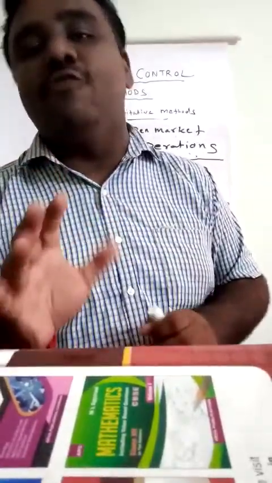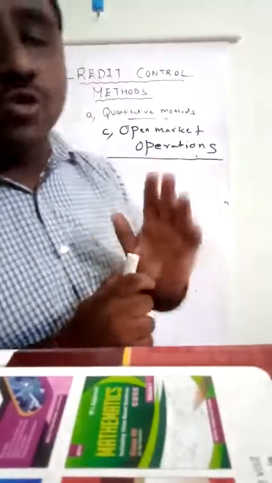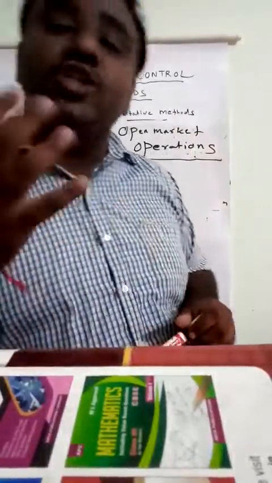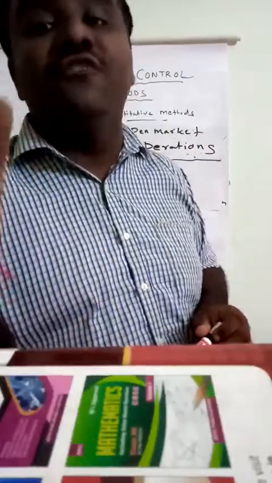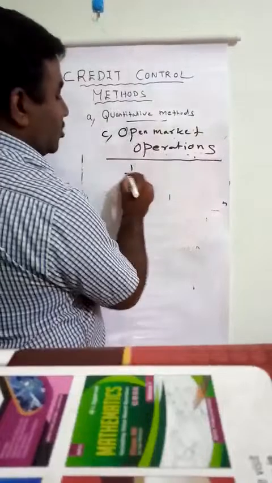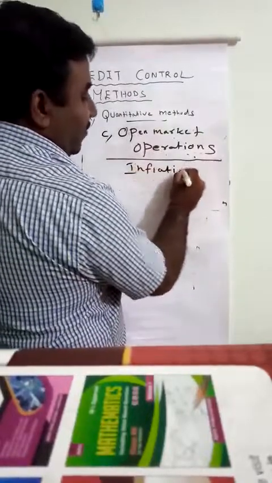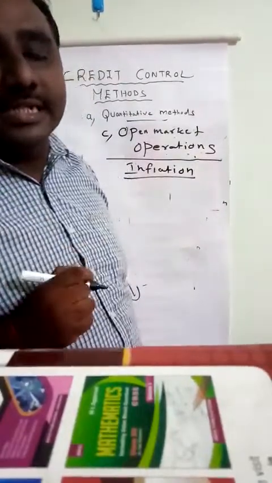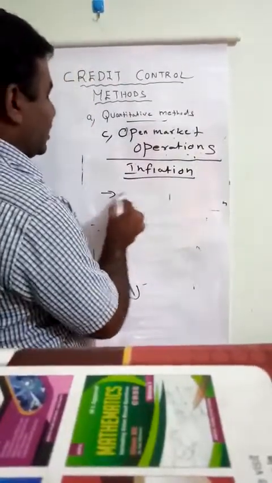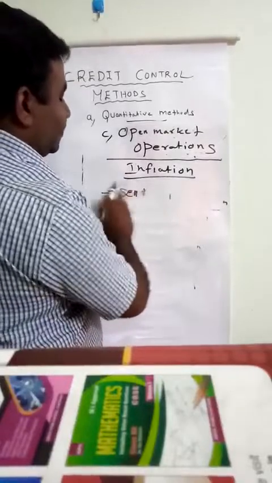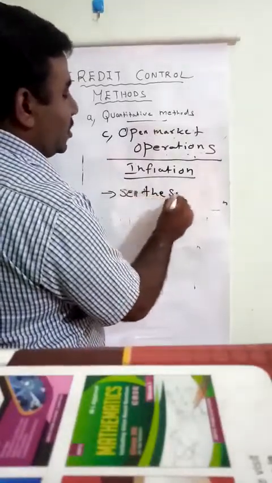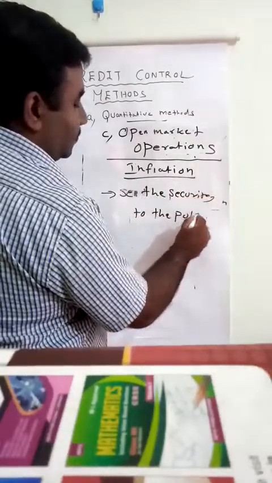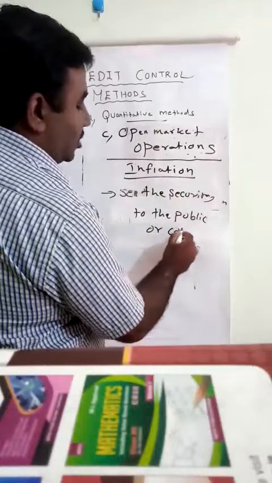Here also you have to study what the central bank will do in the open market operation when the situation of inflation happens and when the situation of deflation happens. Very, very important, here also, the two situations. First of all, inflation. When inflation happens, what will the central bank do? The central bank will sell the securities to the public or to the commercial bank.